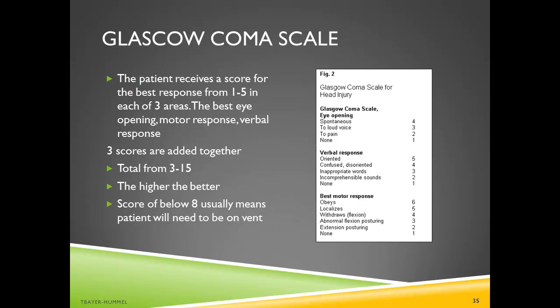Glasgow Coma Scale, the most used scale, not necessarily the best scale, but the one that is most frequently used in varying institutions. The patient receives a score for the best response from 1 to 5 in each of 3 areas: the best eye opening, motor response, and verbal response. The 3 scores are added together, a total from 3 to 15. The higher the score, the better. A score of below 8 usually means the patient will need to be on a ventilator.